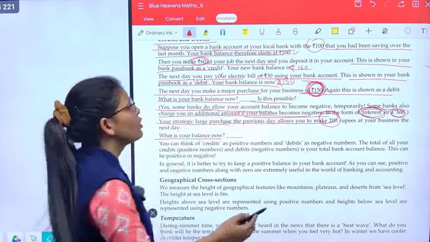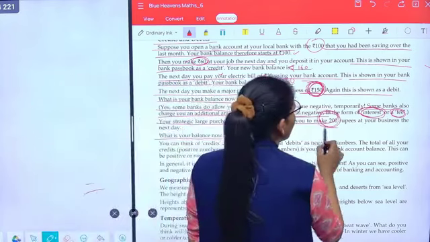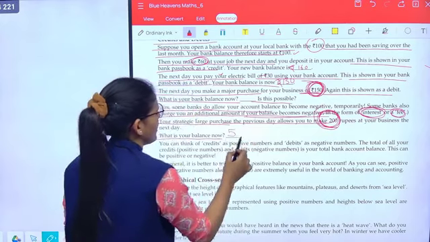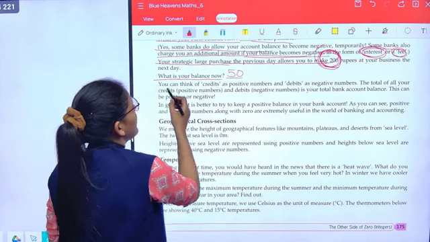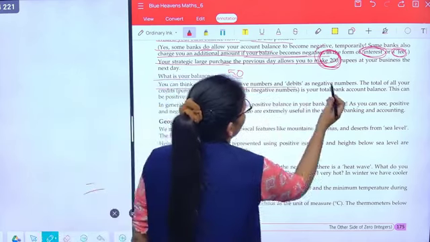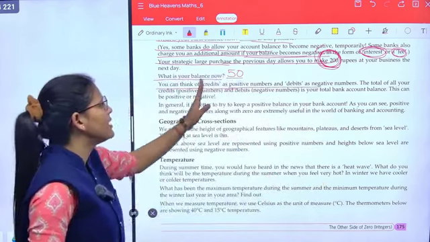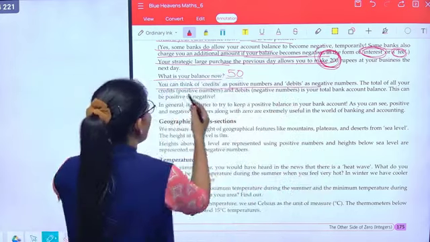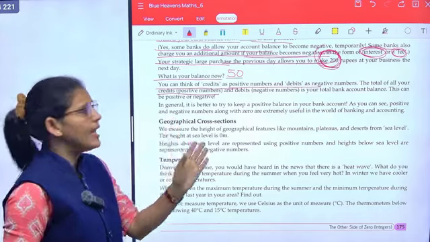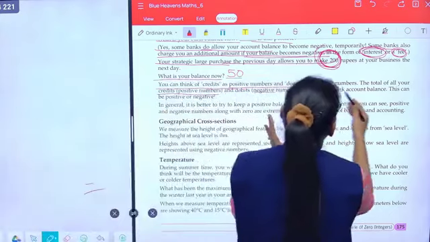130 rupees. Class, now how much balance will you have here? 50 rupees. Some interest may also have been cut by the bank. You can think of credit as positive numbers and debit as negative numbers. Credit means positive and debit means negative.